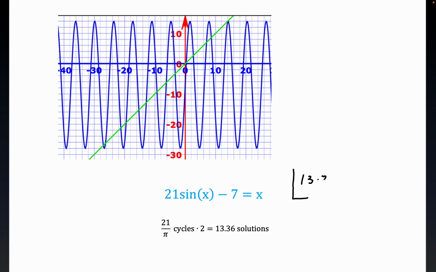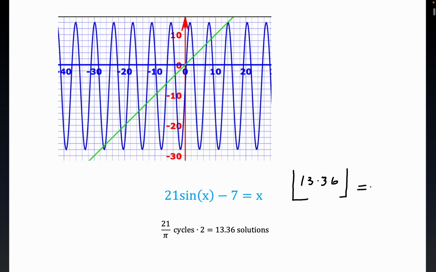I'll get it written down here in a minute for you guys. The floor of 13.36 is certainly equal to 13, right? And that will be solutions. And that's what we need, because a solution can't be obviously just, it has to be a natural number value, right? So that's equal to 13.